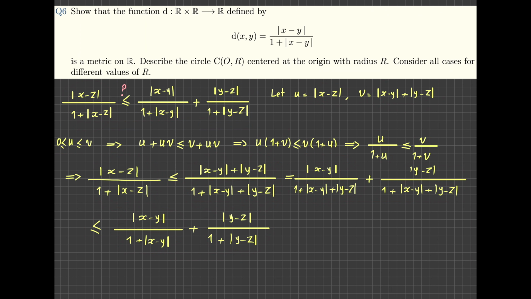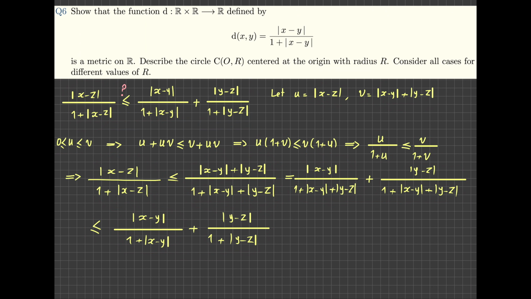Okay. But the second part of the problem is that O is the center, the origin of the real numbers, and R is actually the radius. We want to describe the circle centered at the origin with radius R for all different possible values of R.